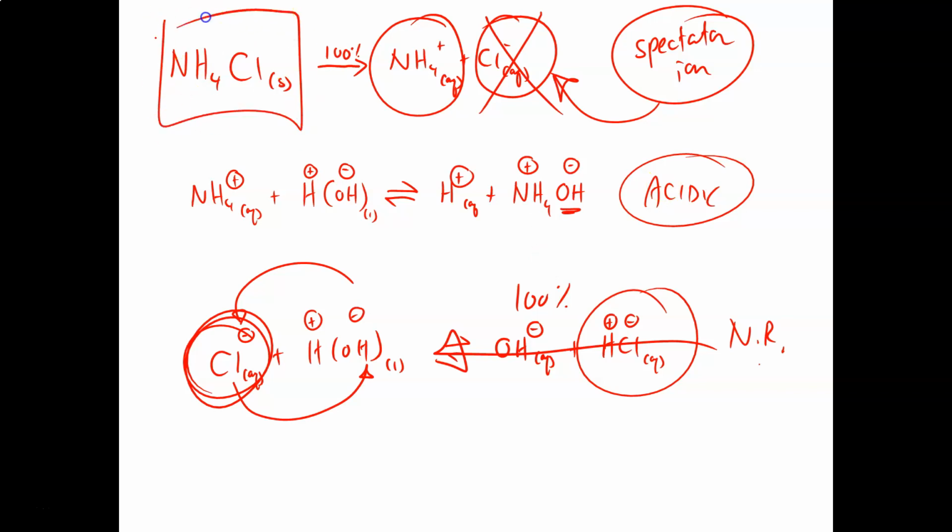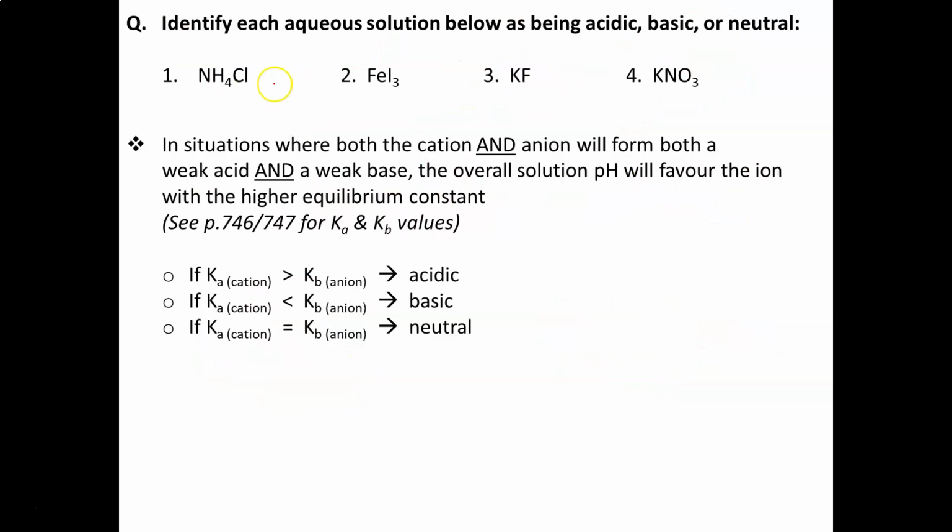So therefore this salt, ammonium chloride, will make my solution slightly acidic. It's not going to be very acidic, but it will make it slightly acidic due to the H+ ions that are floating around in my solution. Alright, so NH4Cl will make my solution acidic.